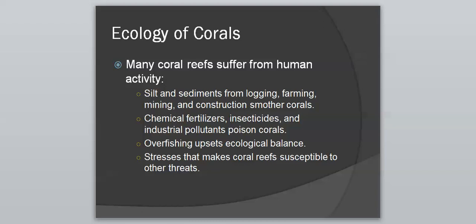However, many coral reefs suffer from human activity. Silt and sediments from logging, farming, mining, and construction can smother the corals and cause them to die. Chemical fertilizers, insecticides, and industrial pollutants will poison the corals, and overfishing will upset the ecological balance. It might take out a fish that's a big food source for a lot of smaller fish, or a smaller fish that's a big food source for a lot of bigger fish. Or if we take out all the big fish, we have too many little fish growing, and it upsets the balance of everything.